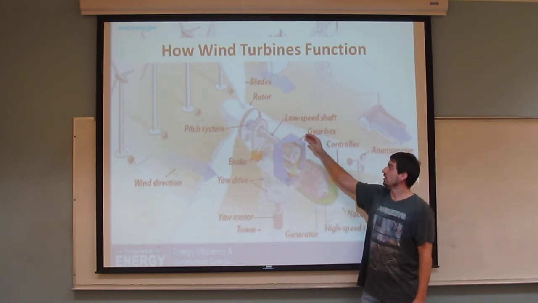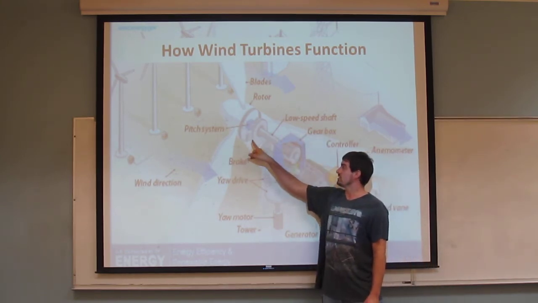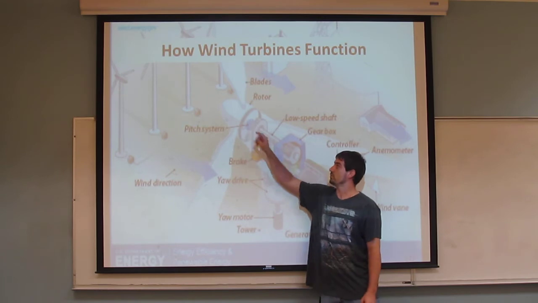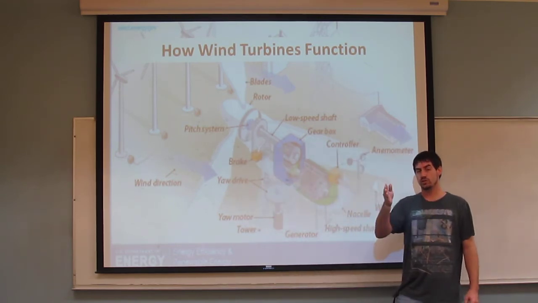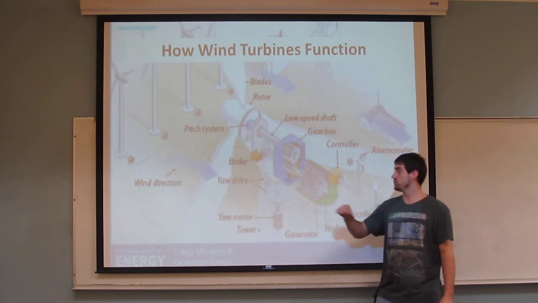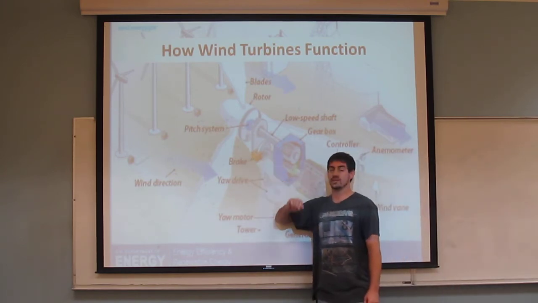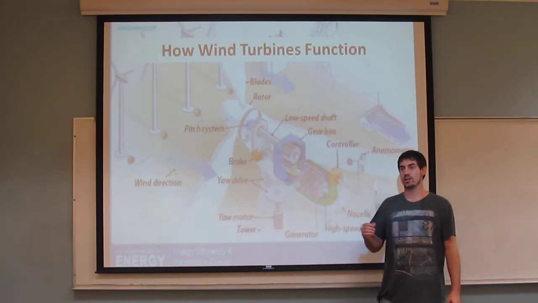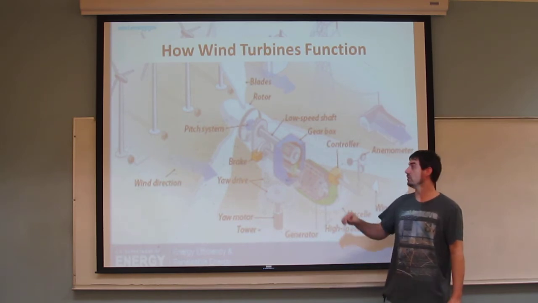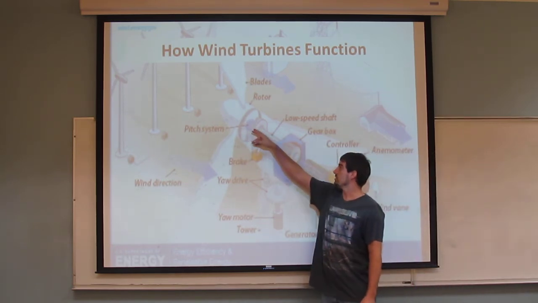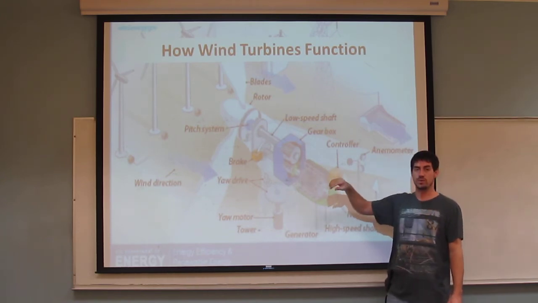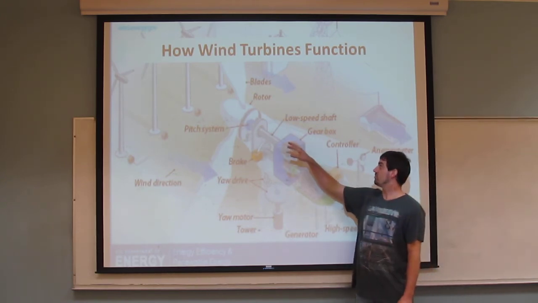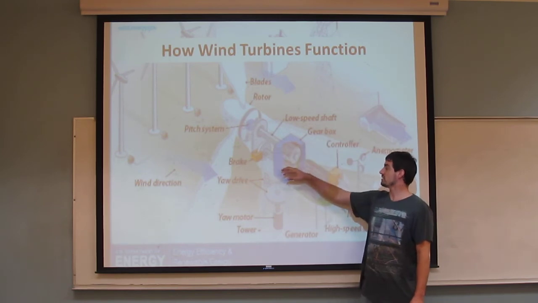The rotor has two different systems that help keep it going. There's a pitch system which will help keep it straightened into the wind or turn it out of the wind if the wind's blowing too hard. There's also a brake in case of emergency that is usually hydraulic, electric, or mechanical. From there, the rotor is connected to a low-speed shaft that spins at about 30 to 60 RPMs. The low-speed shaft is controlled by a gearbox.